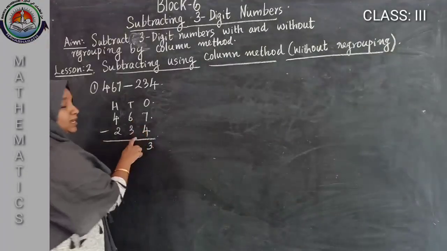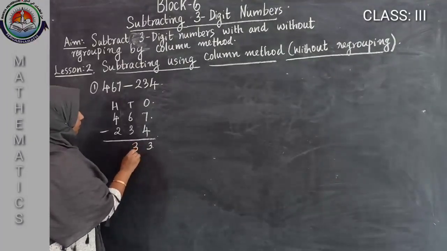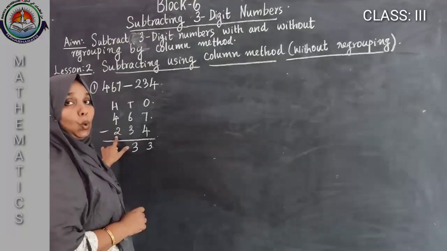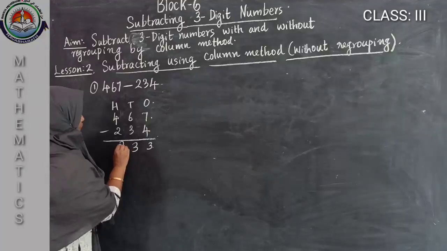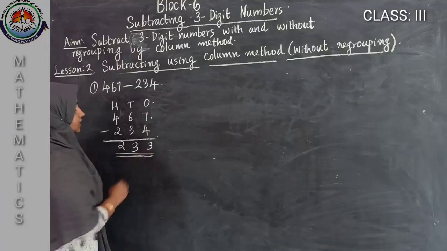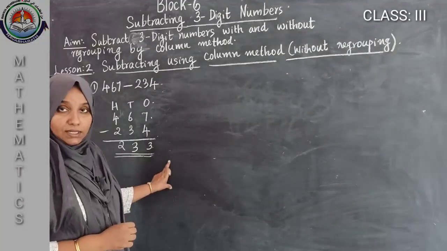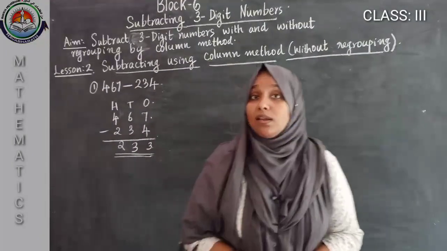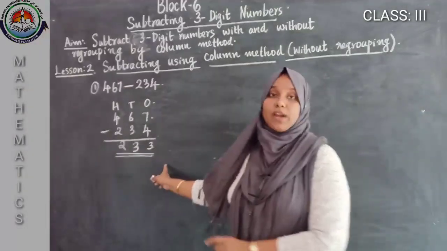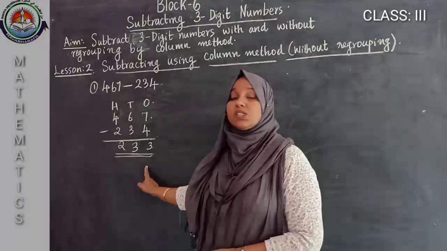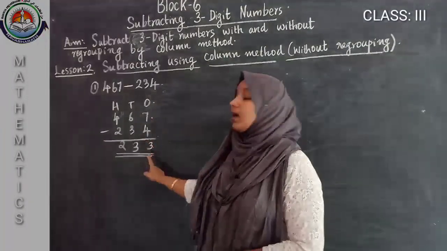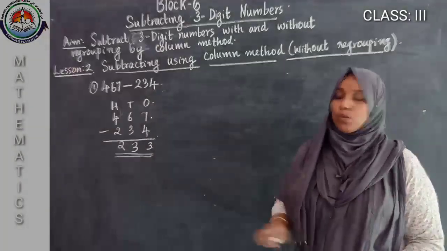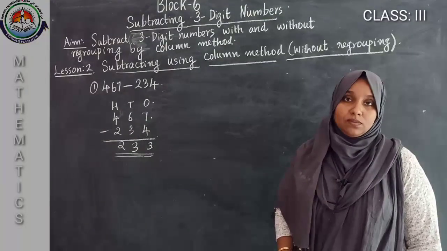Next, 6 minus 3, what is that? 3. Then what is 4 minus 2? It is 2. So the answer is 233. The answer we get after subtraction is called the difference. So the difference we got is 233. We are discussing without regrouping, so it is so easy, right?